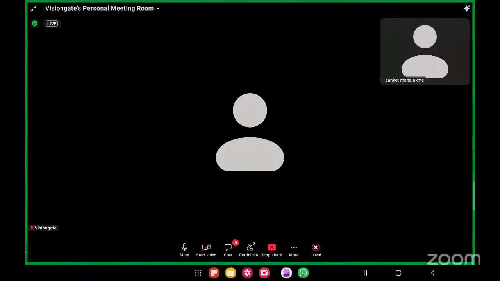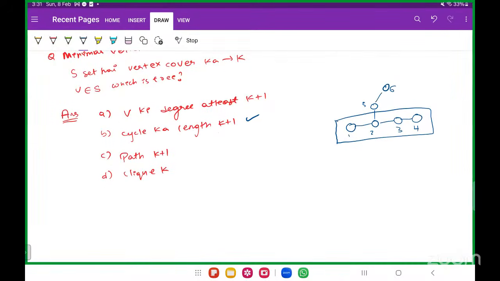This will have two correct answers. One is a path of k plus 1, another one is a clique of size k. Clique of size k should be correct. If you have a k vertex complete graph, then for the independence number you have to take exactly one vertex, not more than one vertex is possible. So the rest of the vertices, whichever one vertex you take, the other vertices will be part of a vertex cover.